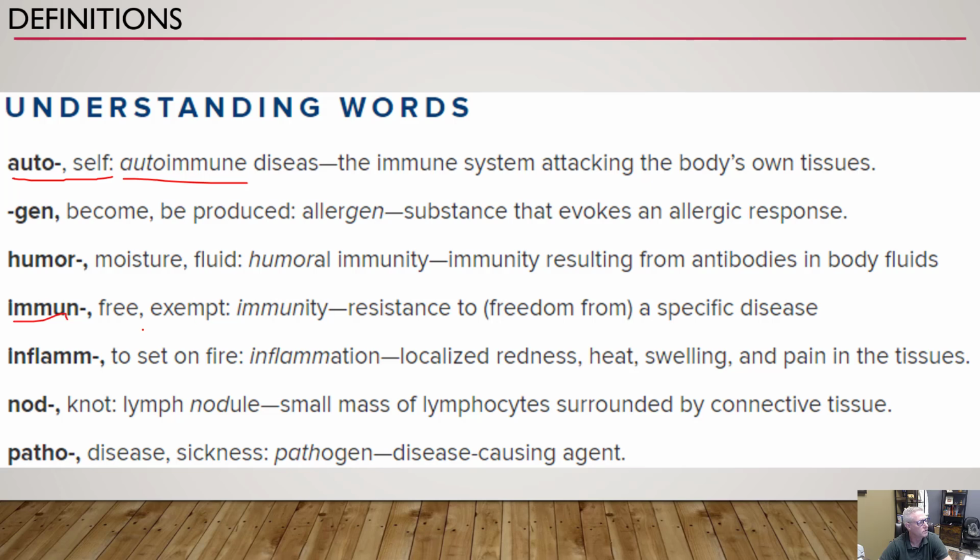Immunity, we know that word. Just immune means free or exempt, like resistant to. Inflammatory, the inflammatory process. Inflame means to set on fire. Patho, like a pathogen, is a disease-causing agent. So a pathogen would be anything that causes a disease.